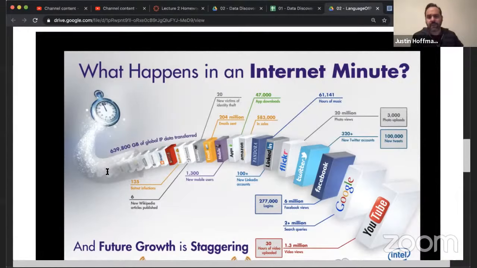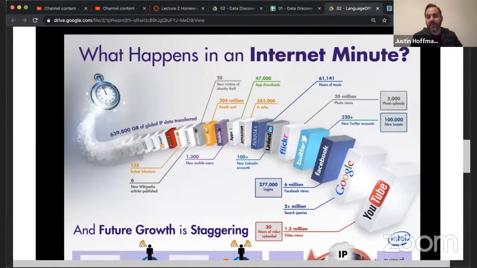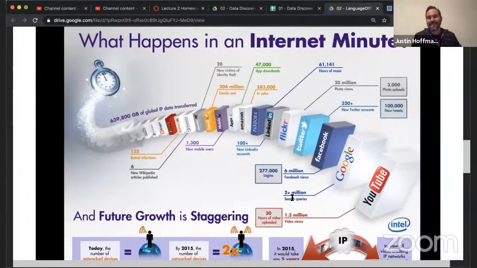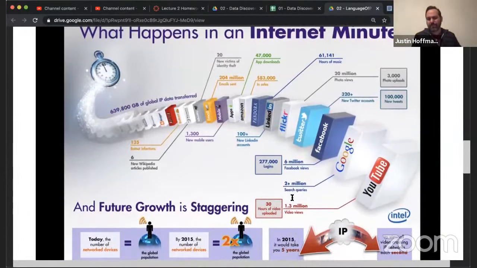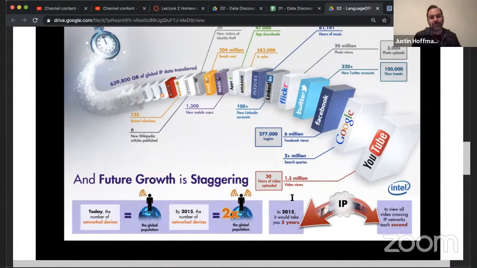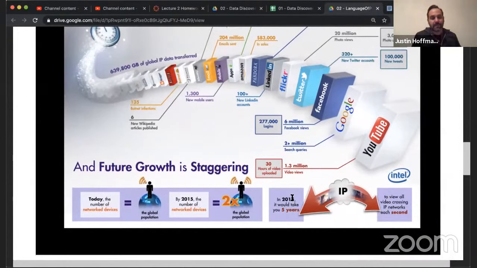So this is a breakdown of essentially the different social media sites like LinkedIn, Flickr, Twitter, Facebook, Google, YouTube, and the amount of users before, which was 6 million. I can only imagine what it is now. I would maybe say billion. I don't know. I would say it's definitely more than 6 million. And then it said 639,000 gigabytes of global IP data transferred, which, if that was in the hundreds of thousands, it's definitely in the millions and beyond.